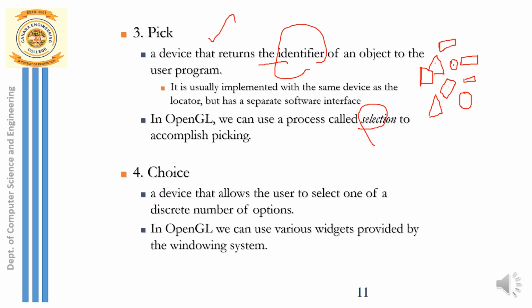Okay, next we have the fourth class, that is choice. So what is a choice? Let's take the same example. I have multiple objects displayed on the screen, but here I will just create one menu. Okay, a small menu.